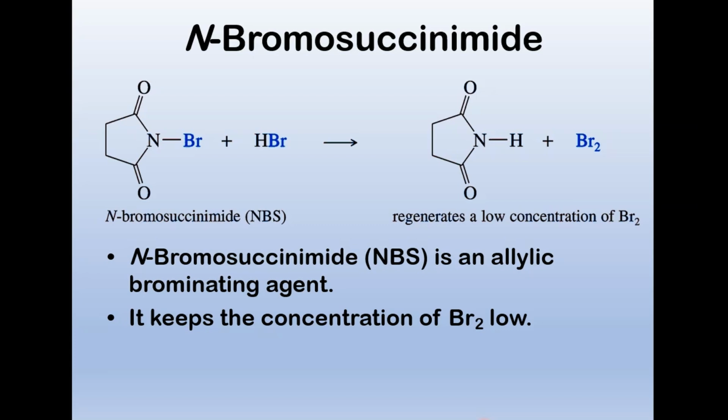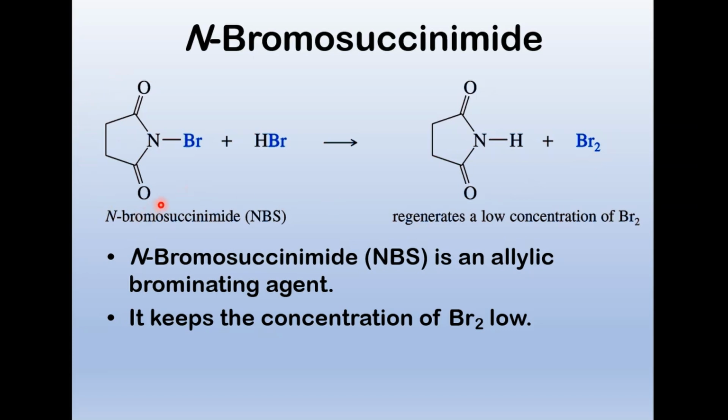N-bromosuccinimide is a mouthful to say, so we like to say NBS. And so when you see NBS, think to yourself, well, that's a reagent that puts a bromine on some molecule. And what it does is you can form this bromine, which will next undergo a free radical bromination reaction in very low concentrations.